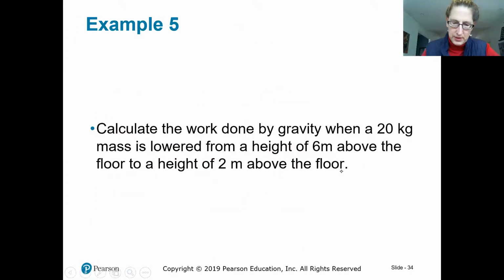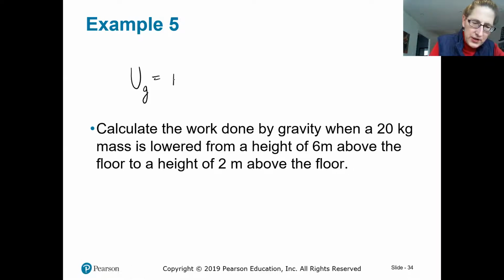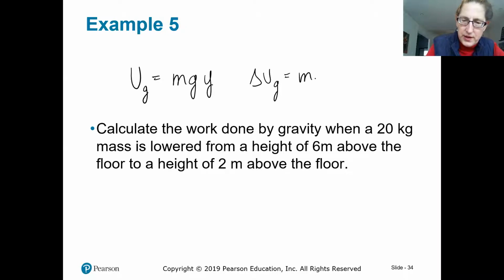Okay, let's do an example. Now, did we get a formula? Maybe we didn't get the formula yet. Anyway, the gravitational potential energy is mgy, where y is the vertical height. And then the change in gravitational potential energy would be mg delta y. Okay, so this is the symbol for gravitational potential energy.